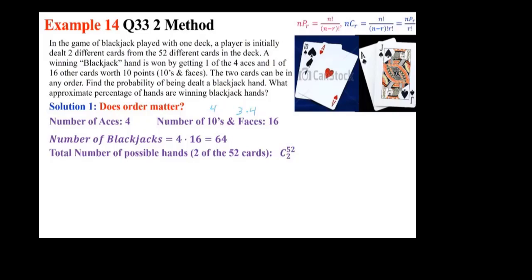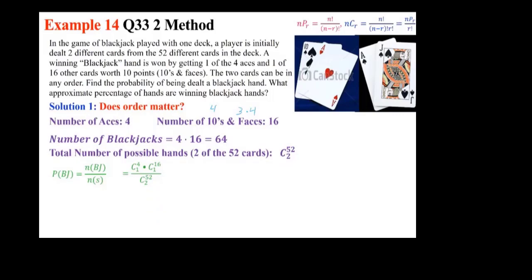But what is the total number of possible hands? We want 2 out of the 52 cards. So combination of 52, choose 2. Therefore, the probability of blackjack is N of blackjack over N of S. Now again, you can say simply 64 is the numerator. You can say 4 times 16 is the numerator. Or you can say C(4,1) times C(16,1). However you want to put that. And the denominator is C(52,2).